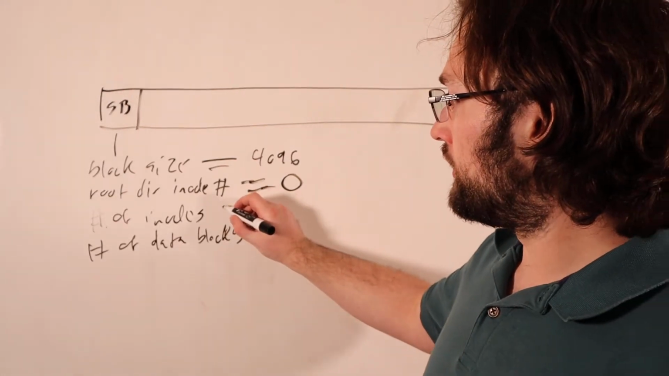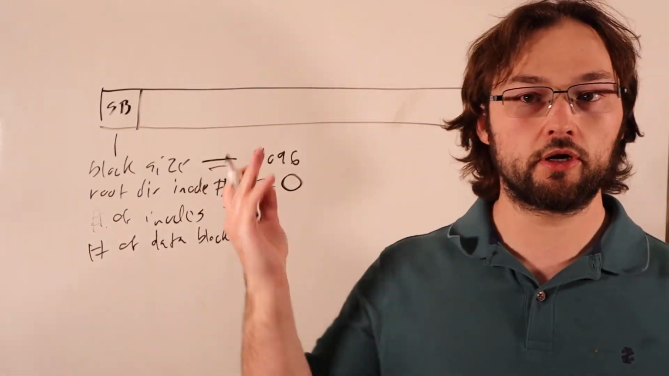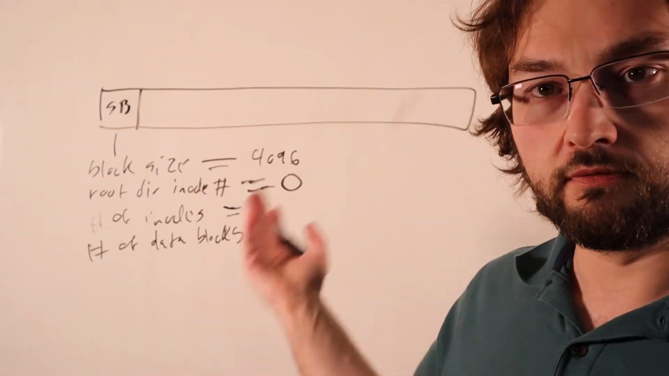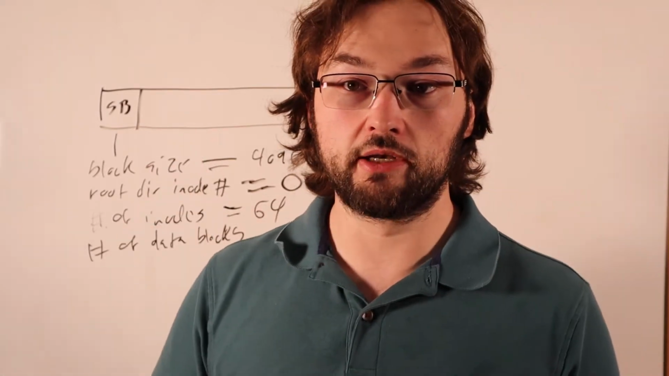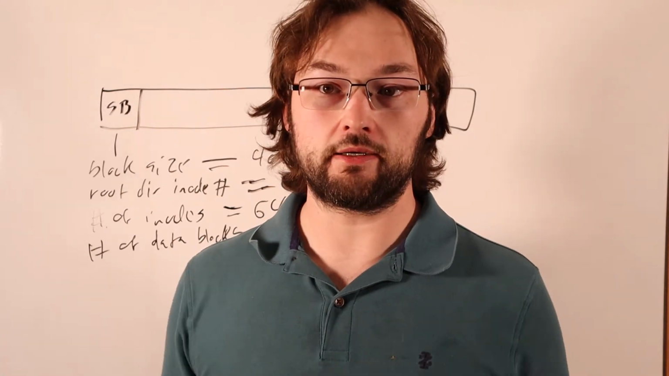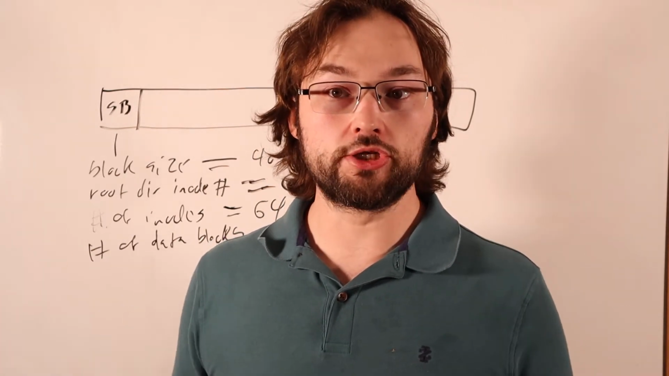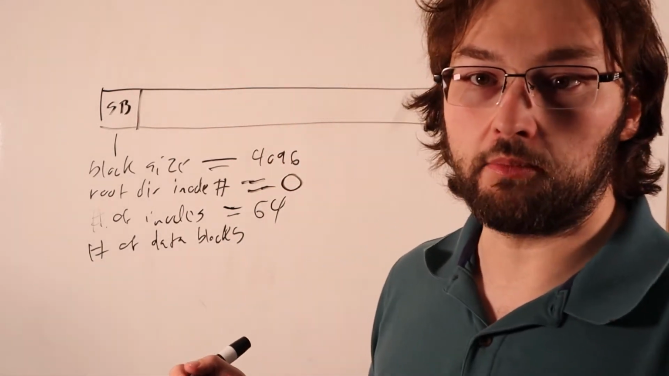Similarly, we're going to set the number of inodes fixed. I don't remember offhand what the number was in the starter code, but for the purpose of what I'm saying here, it doesn't really matter. This could be 64, and it's just going to be hard-coded in the starter code, or hard-coded in your file system, as long as you can get away with that. And that works. Similarly, number of data blocks.